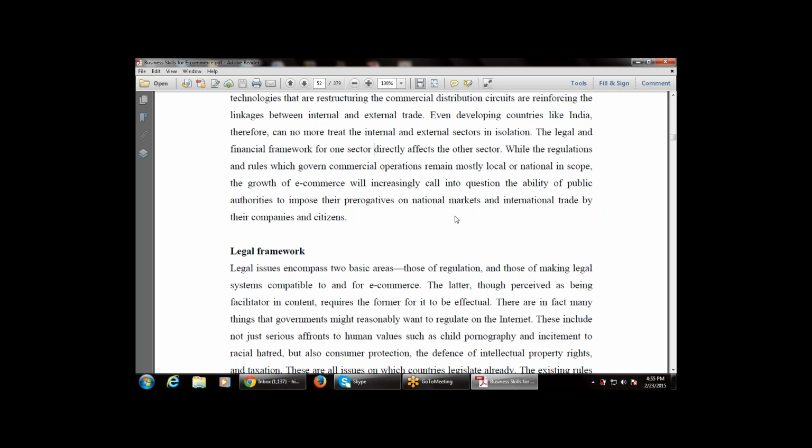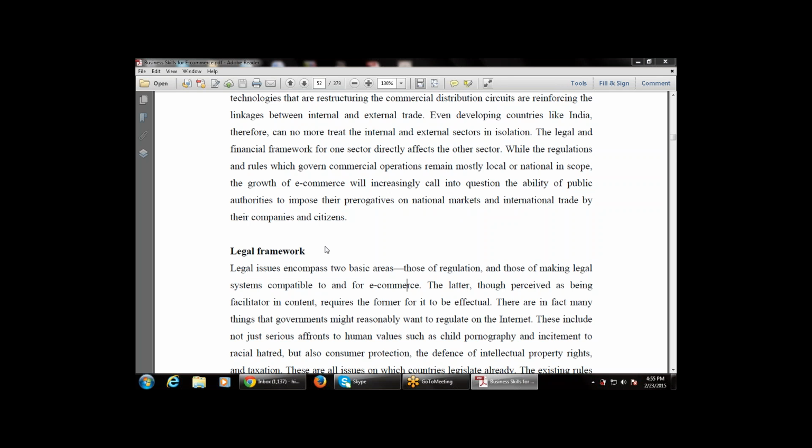Then the next part is the legal framework. Legal issues encompass two basic areas, those of regulation and those of making the legal system compatible to and for e-commerce. This legal framework we have not discussed in the last class, so this is today's topic. So let's start with today's topic, the legal framework, that is, how the legal framework can be used for e-commerce, what legal rules and regulations are used in e-commerce.